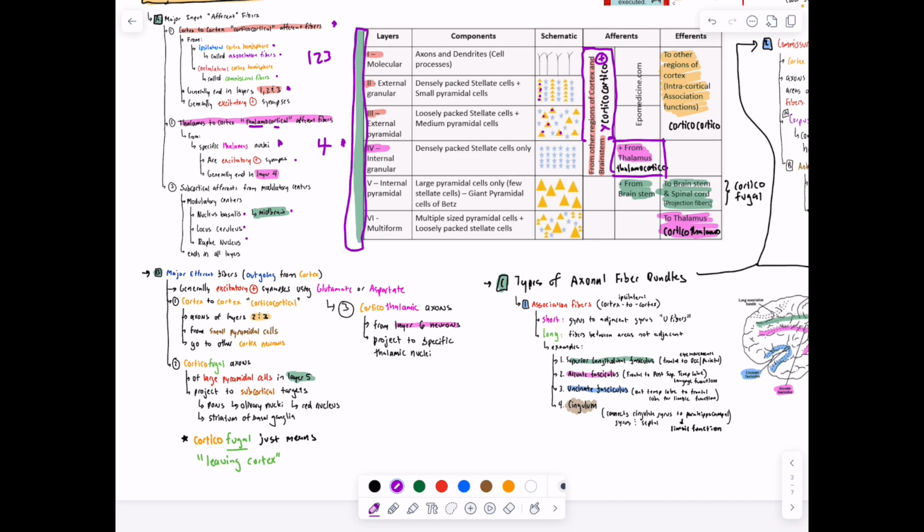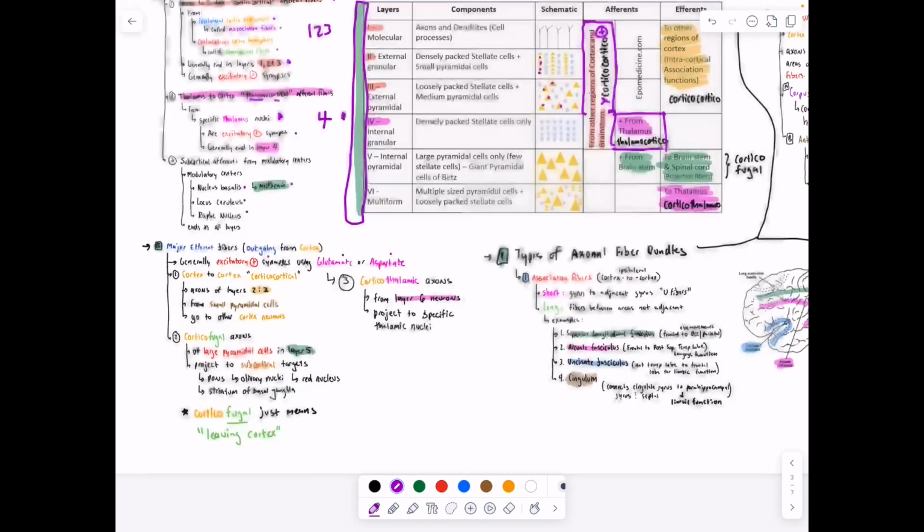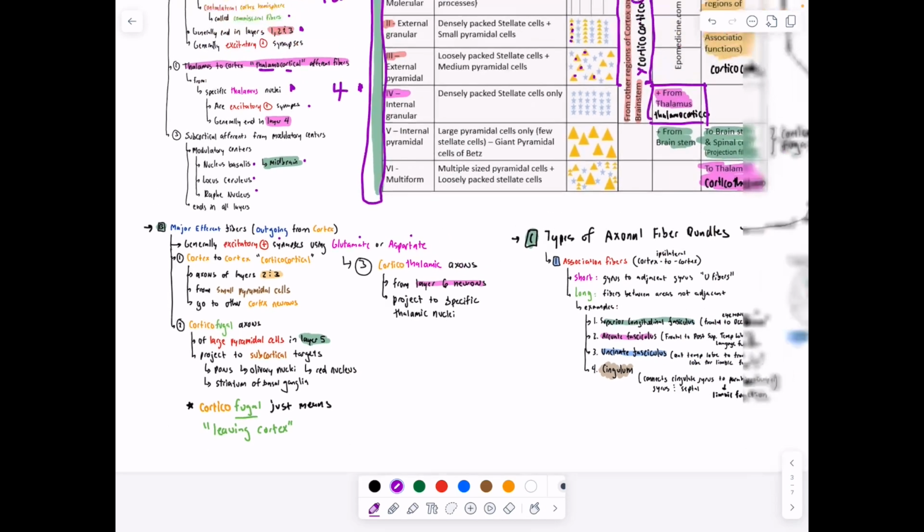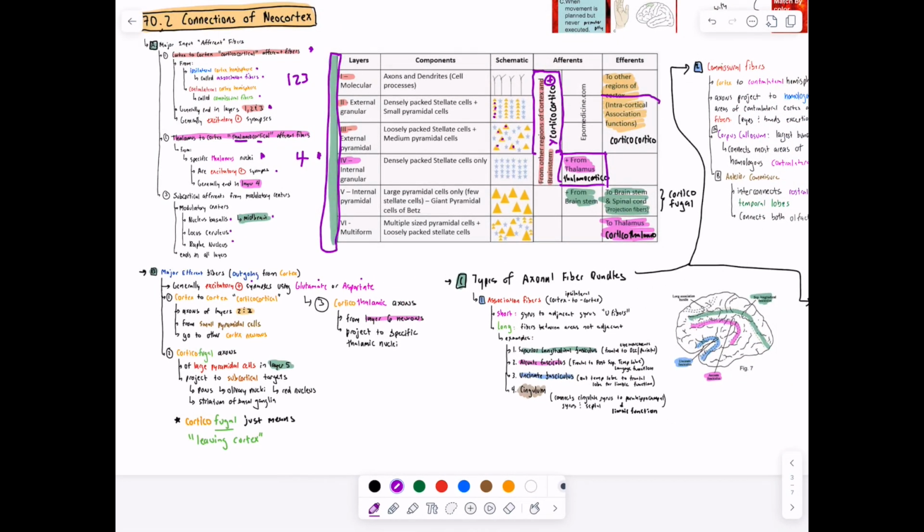What if we want to send out fibers, outgoing from cortex to other cortex, or cortex to thalamus, or cortex just to brainstem, something like that? They're generally excitatory synapses using glutamate or aspartate. Cortico-cortical, you have axons of layers 2 and 3. All right, so 2 and 3, cortical, outgoing. It's from these small pyramidal cells and medium pyramidal cells, and again, it goes to other cortex neurons.